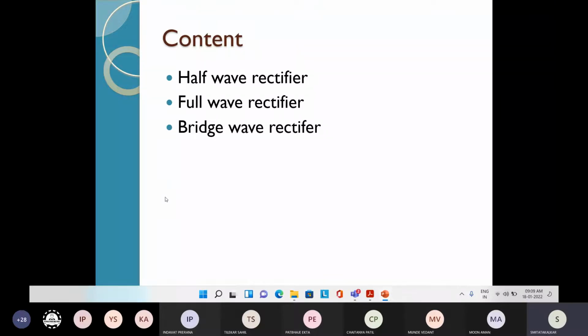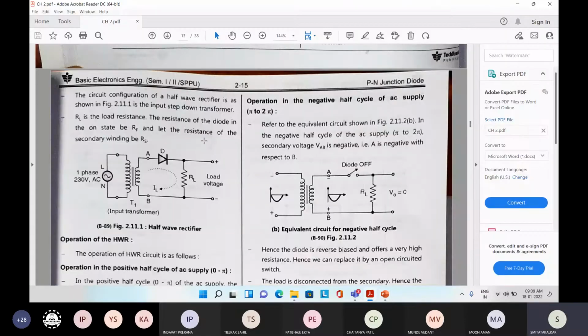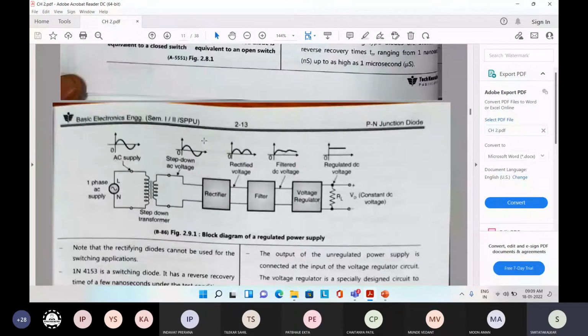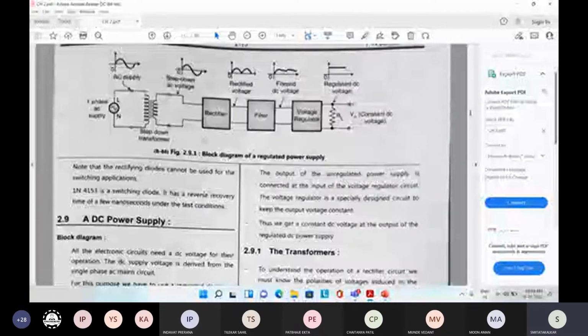What is a rectifier? A rectifier converts alternating current to direct current. What is direct current? It is the pulsating DC. It converts AC into pulsating DC. This is the naming of the rectifier. In today's session, this is the block diagram of the rectifier, which is used for converting.